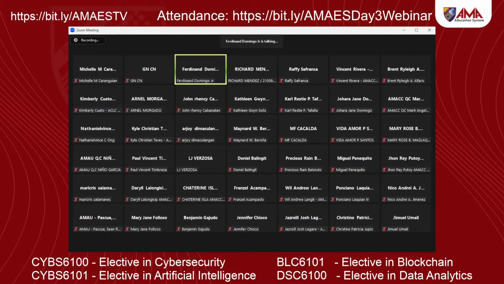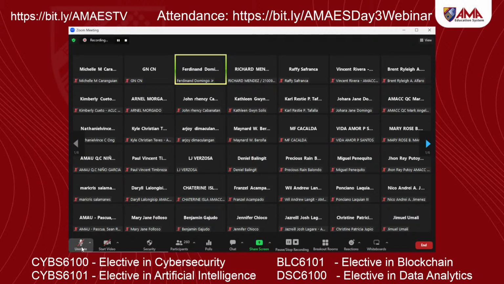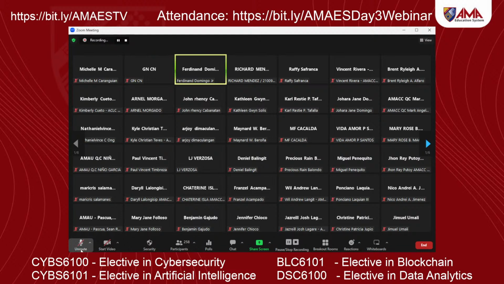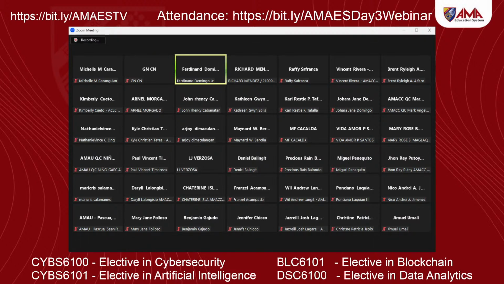Sir, bali po, hindi po ako gumagamit ng AI art. Just like me, I'm creating art lang po. Say, my own art, my own drawings, ginagawa ko sa Photoshop, tsaka po ina-upload ko siya.